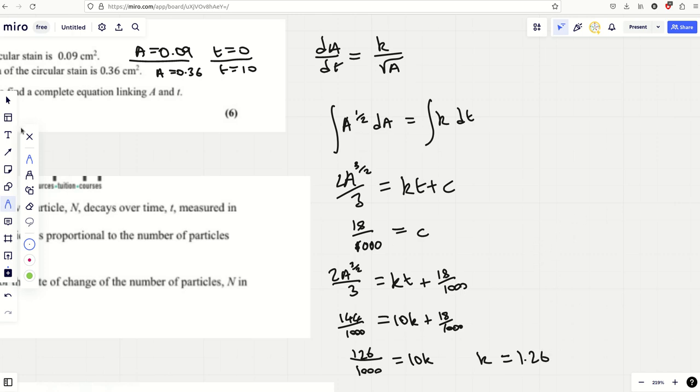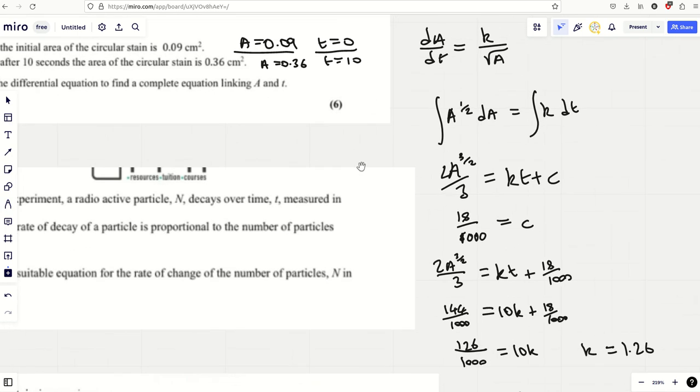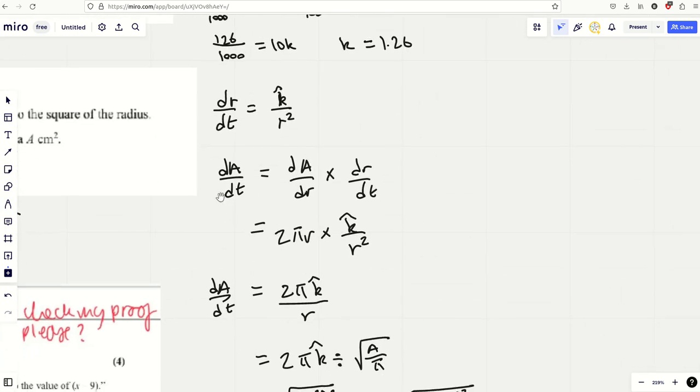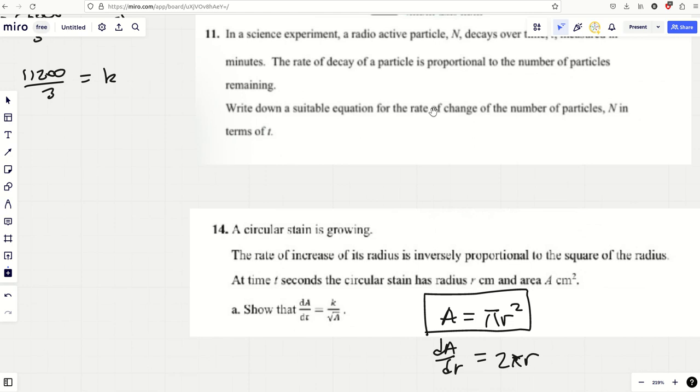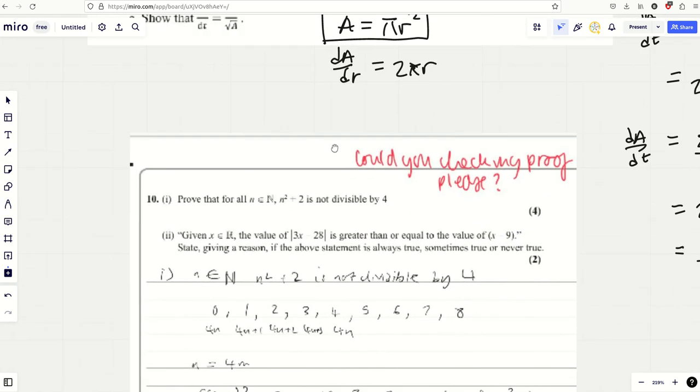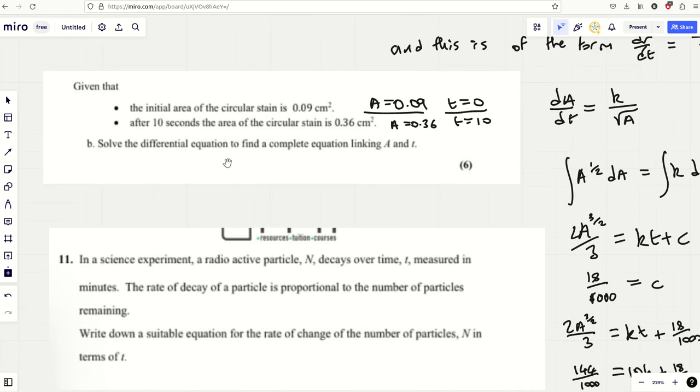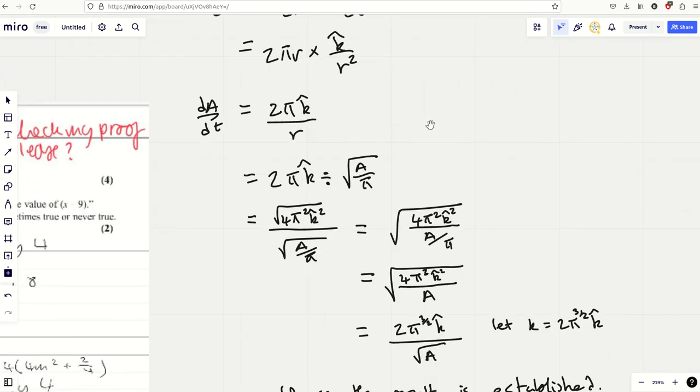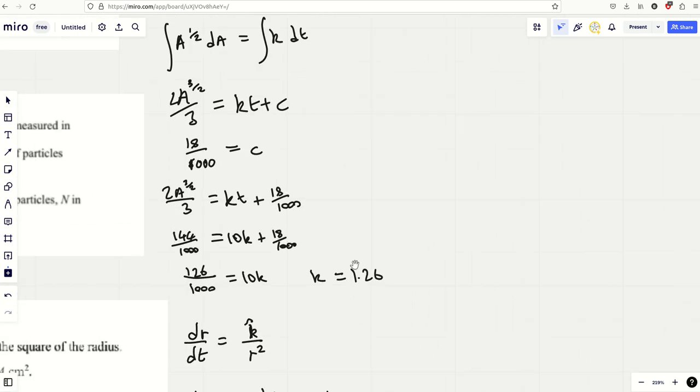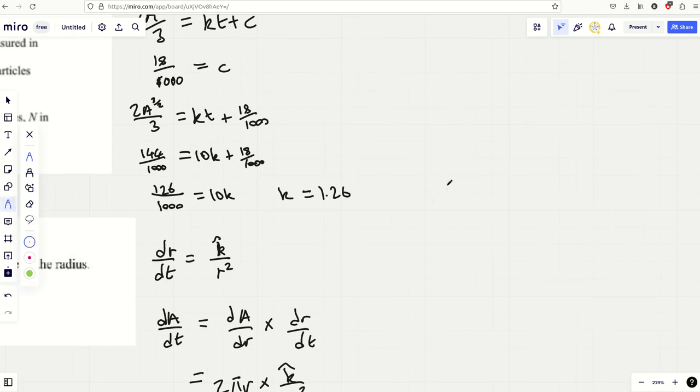And there we go. We've got our complete equation linking A and T. Do they want it in A in terms of T? Sometimes they do. Find a, no, just an equation linking A and T, so we don't even have to tidy it up. Do write down the final answer though. So 2a to the 3 over 2 over 3 equals 1.26 t plus 0.018. Yeah. And I think that should be right.